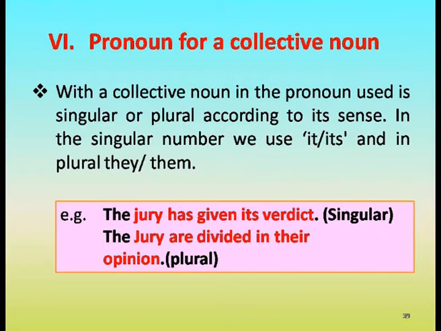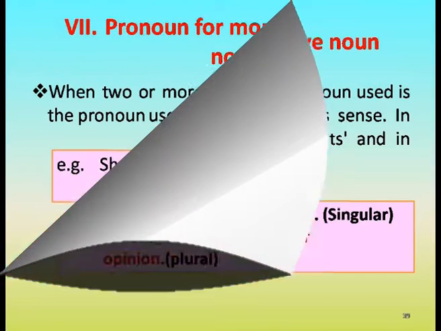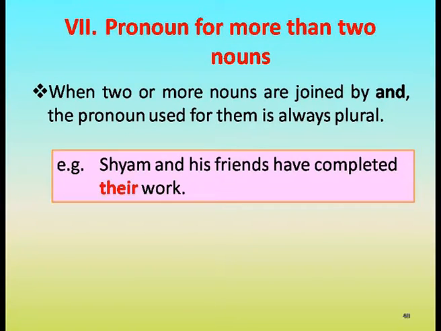Pronoun for a collective noun. With a collective noun, the pronoun used is singular or plural according to the sense. In the singular number, we use it, its, and in plural, they, them. Example: the jury has given its verdict. Singular. The jury are divided in their opinion. Plural. Pronoun for more than two numbers.